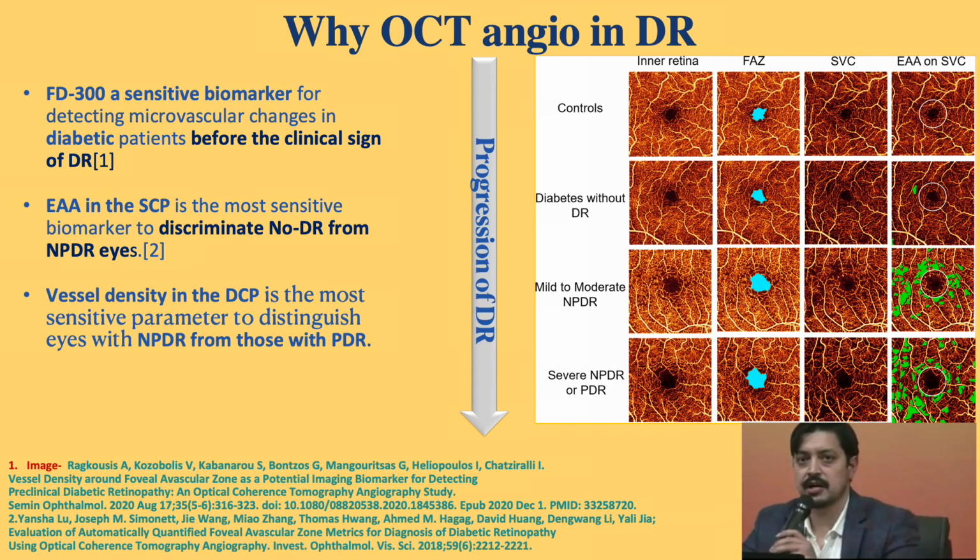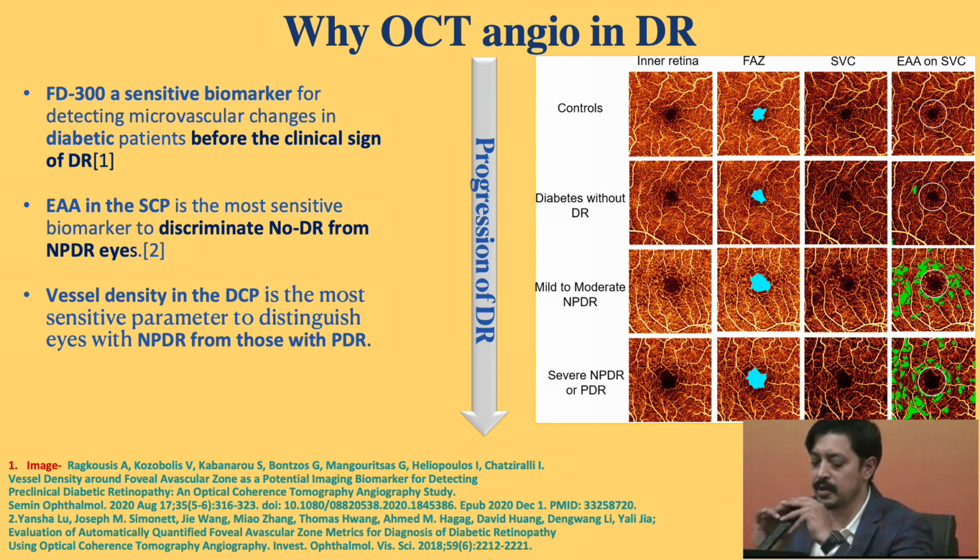So why do we need OCT? Number one, it is non-invasive. Number two, it can assess the progression of diabetic retinopathy with the help of quantifiable parameters. Rakausis et al., in their study, presented that FD300, foveal density 300, that is the foveal density from the center of the fovea to 300 microns around, can predict the signs of diabetic retinopathy even before the clinical signs kick in.